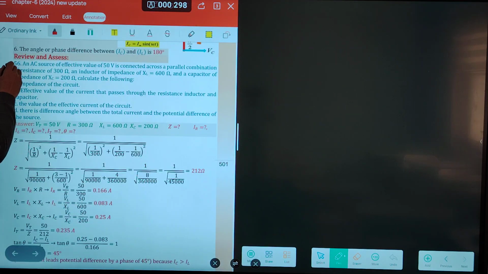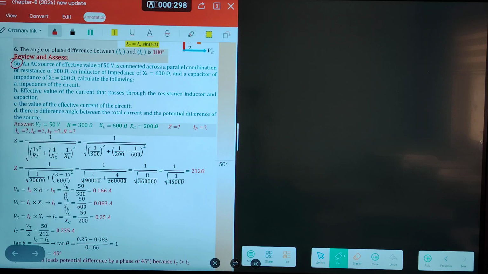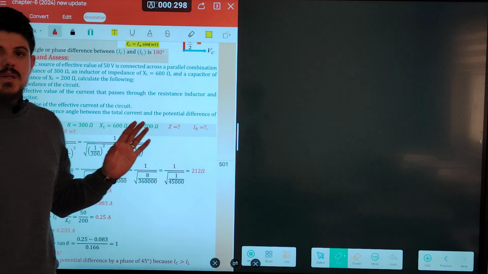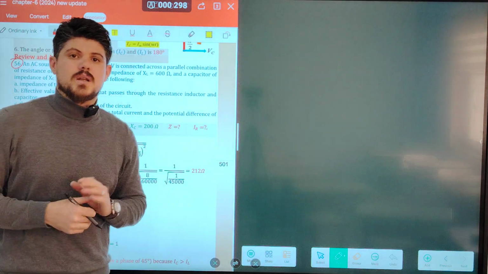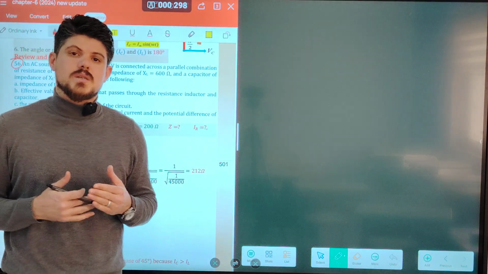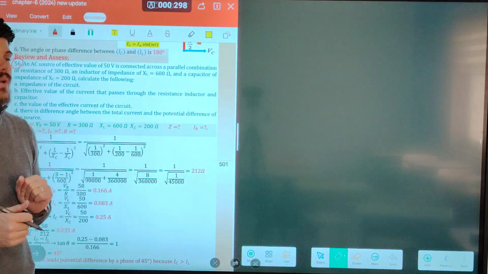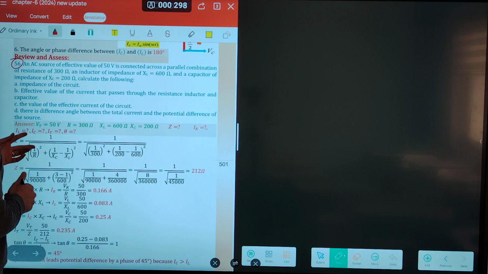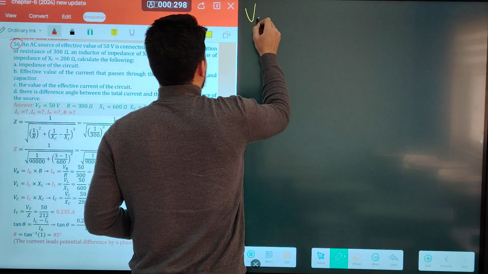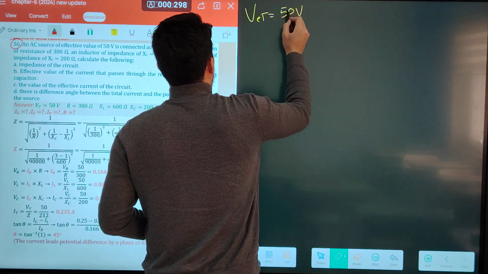Okay, look at the sample problem. Question 56 in review and assess. A very good question about the parallel circuit. We have only this question on a parallel connection in an AC circuit of resistance, inductance, and capacitance. We have only one question. Question 56: an AC source of effective value VE total is equal to 50 volts.